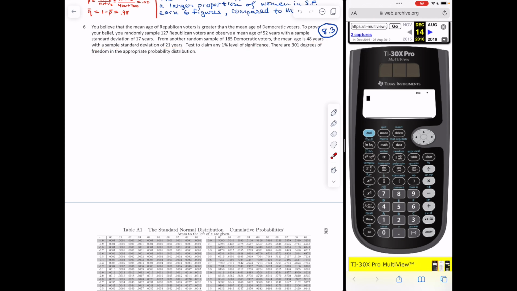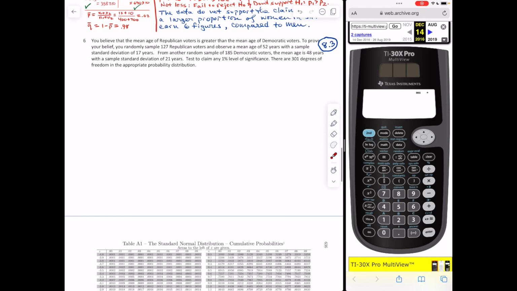Okay, and it says that there's 301 degrees of freedom on this one, so that's nice to not have to compute that. Okay, so I think we should just kind of note what it says here. You believe that the mean age of Republicans is greater than the mean age of Democrats. So you're looking at means here, and there's clearly two groups.